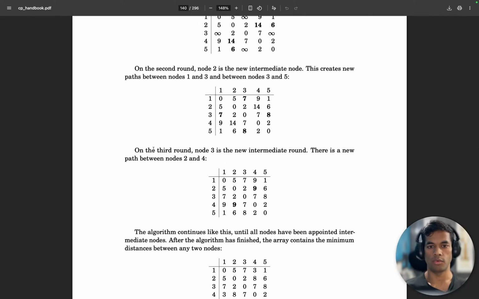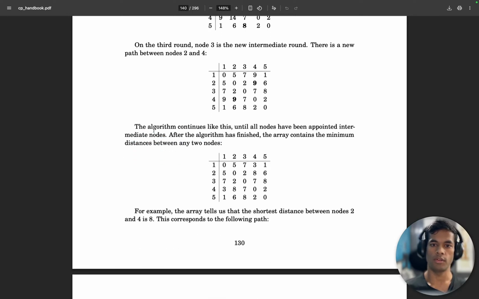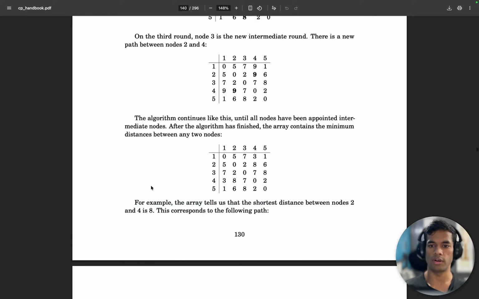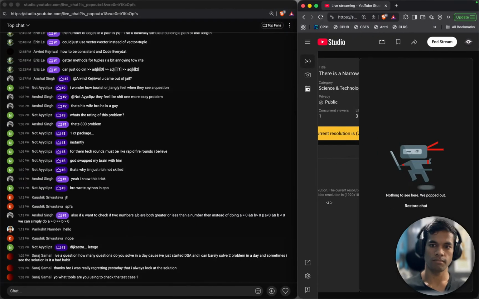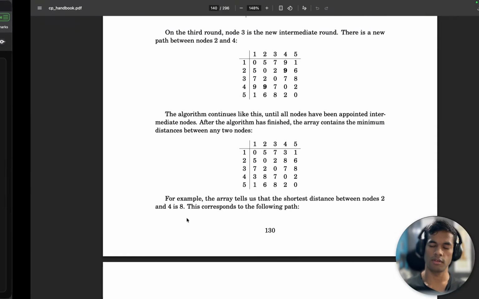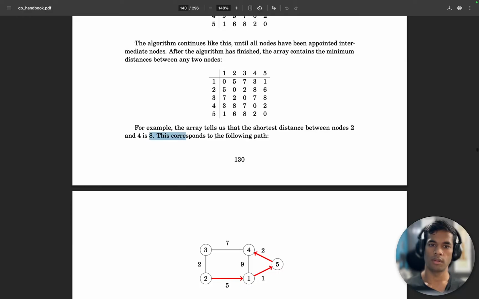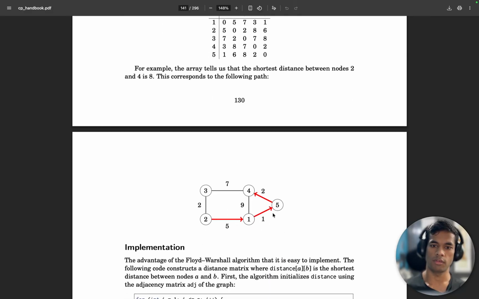On round 3, node 3 is the new intermediate node. There is no new path between 2 and 4. The algorithm continues like this until all nodes have been appointed intermediate nodes. After this, the algorithm has finished. The array contains the minimum distances between any two nodes. For example, the array tells us that the shortest distance between node 2 and 4 is 8, but that does not make a lot of sense. The corresponding path is this.